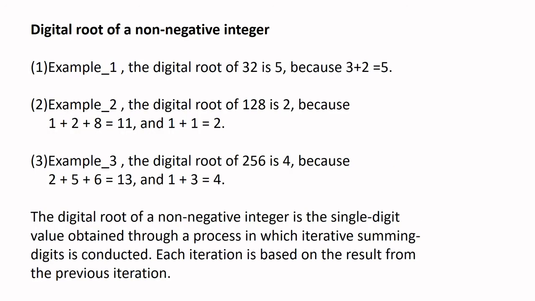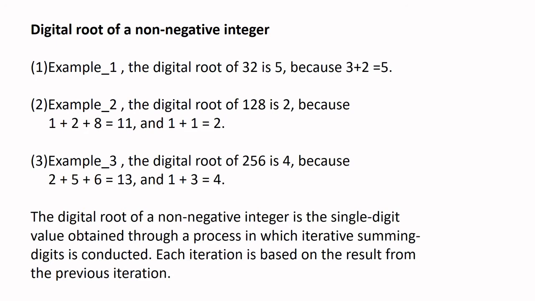And here we introduce a concept called digital root. Here we have three examples. Example 1, the digital root of 32 is 5, because 3 plus 2 equals 5. And example 2, the digital root of 128 is 2, because the first step, 1 plus 2 plus 8 equals 11. And the second step is that 1 plus 1 equals 2. Example 3, the digital root of 256 is 4, because the first step is that 2 plus 5 plus 6 equals 13, and the second step is 1 plus 3 equals 4.